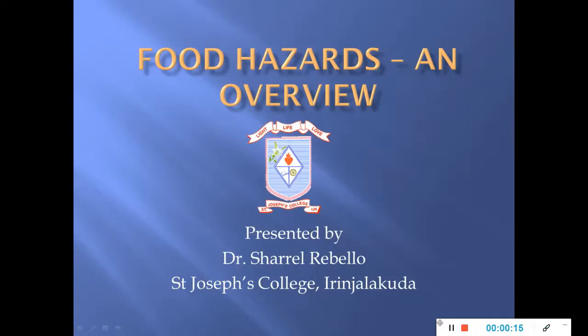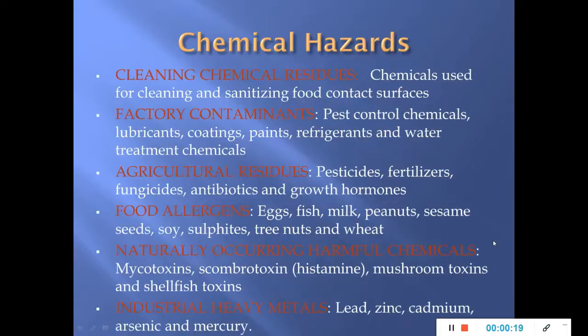Hi dear students, let's continue with food hazards today, and today we'll be talking about the chemical hazards. Chemical hazards could be of different varieties. Now they could be cleaning chemical residues. For example, we use lots of chemicals for cleaning and sanitizing the food contact surface.